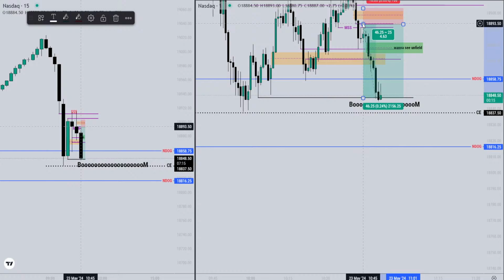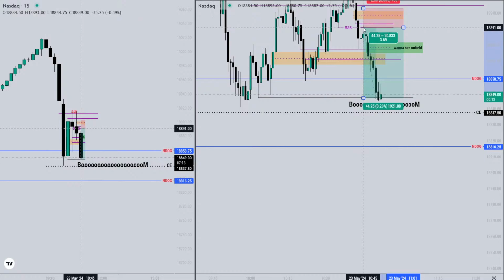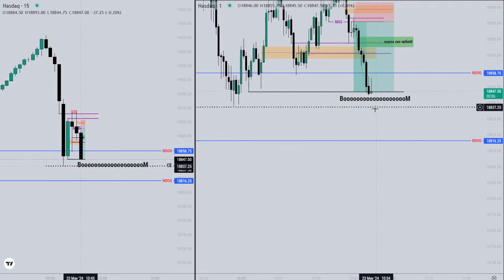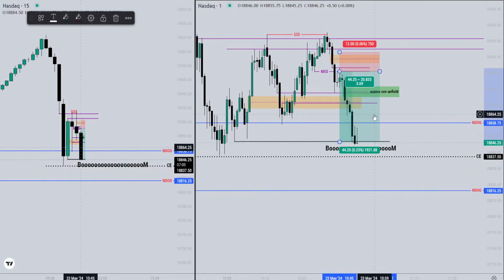I just think 40 handle, something like that. I'm happy with that. I don't need to hold my trade until this new opening gap. I don't need it. I'm happy with this small run. Simple.